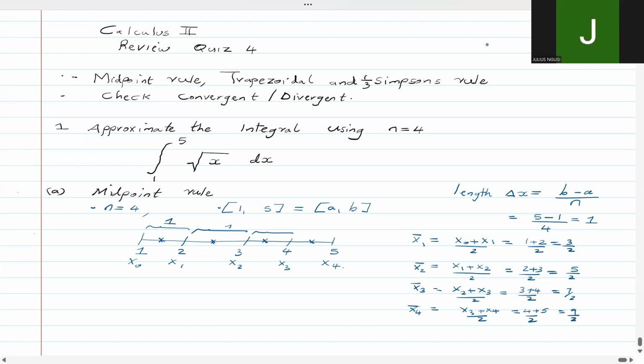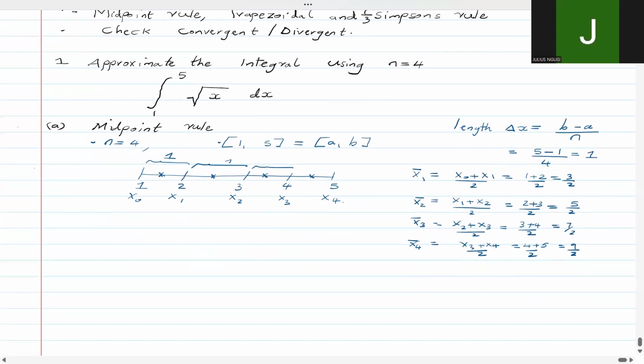So we have all the grid points and all the midpoints. To find the integral, we need to find the area under the curve, and to do that we use these rectangles. If I draw a typical rectangle, the first one in the interval, I have x0 here and x1 here. Then for the height, I'll be using the midpoint, which is the dotted line I'm drawing here.